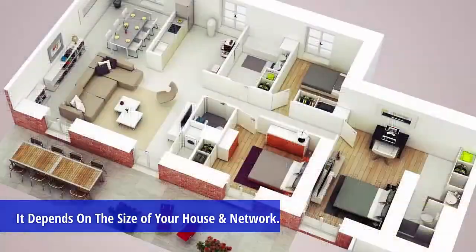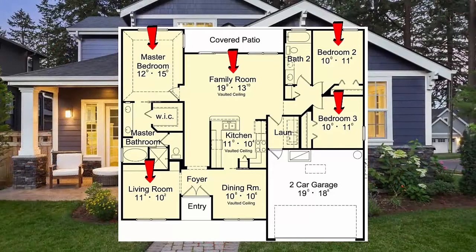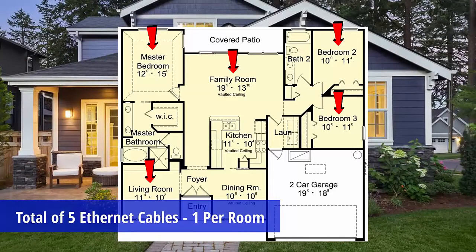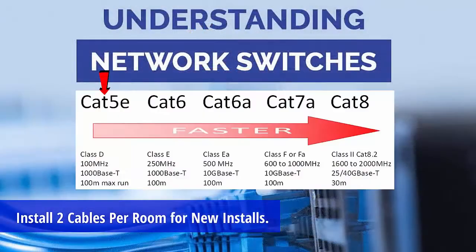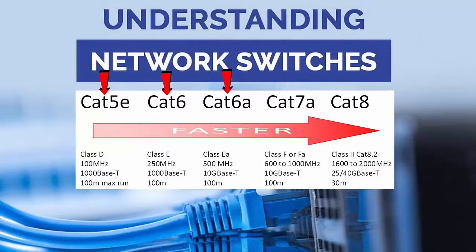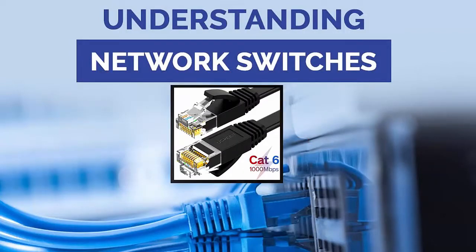So for example, if you have a 3-bedroom house and a family room and a living room, and most new home builders will install one Ethernet cable per room. This would give you a total of 5 Ethernet cables. However, if you install these cables yourself, install 2 cables per room. And when I say Ethernet cables, I mean Cat5e or Cat6. Cat5e and Cat6 are the most popular in the industry. However, Cat6 has become the standard over the last few years.